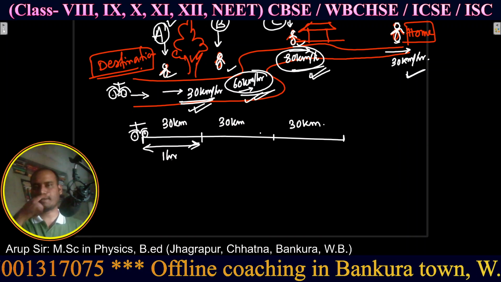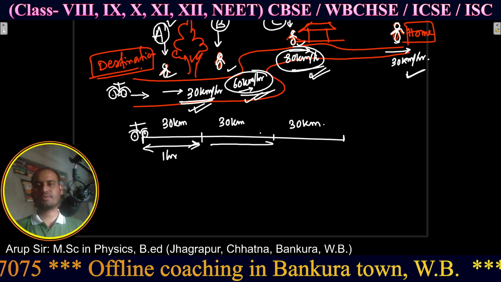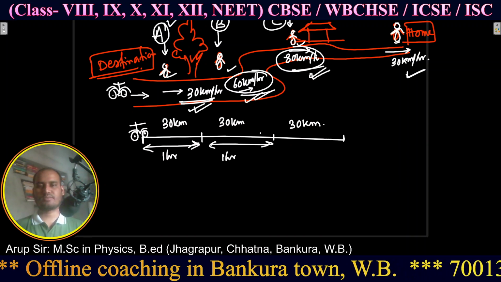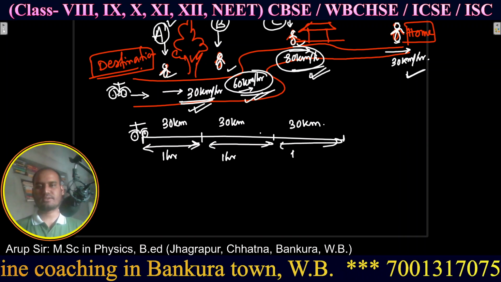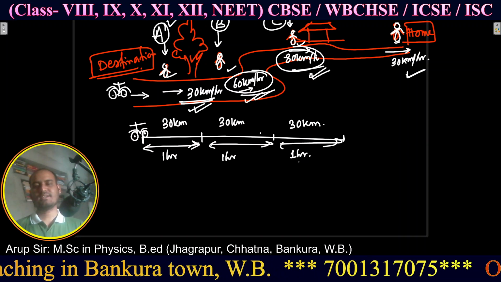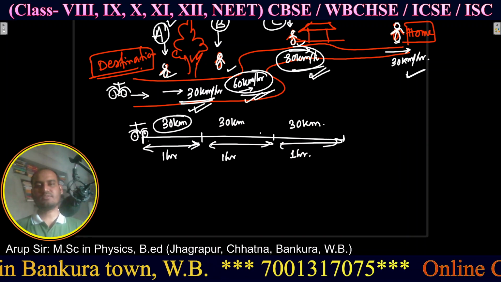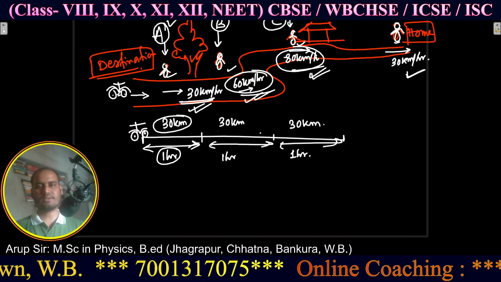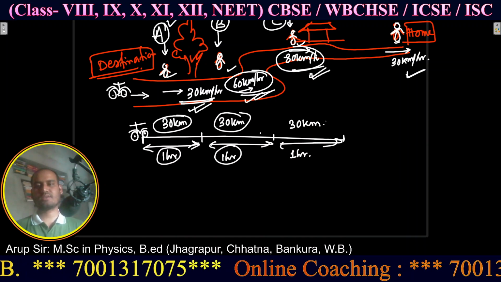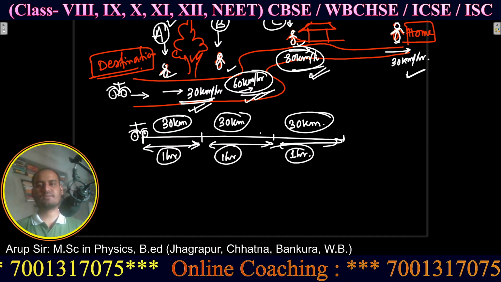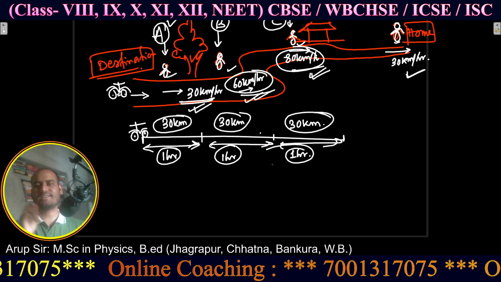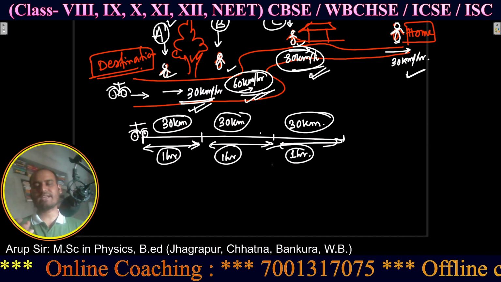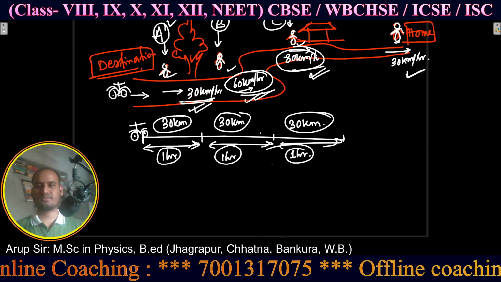Let's suppose it is taking 1 hour. For this one also it is 1 hour. For this one it is also 1 hour. So you can see that for traveling 30 kilometers it is taking 1 hour. Similarly for the next 30 it is 1 hour. For the next 30 it is also 1 hour. Over the distance or over the time, the speed is constant.